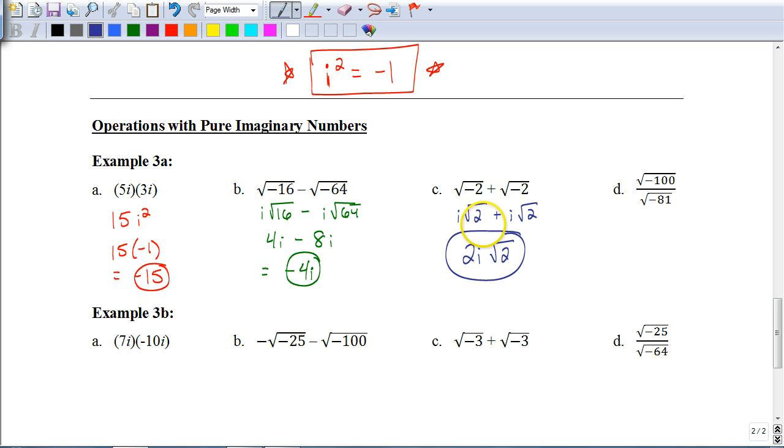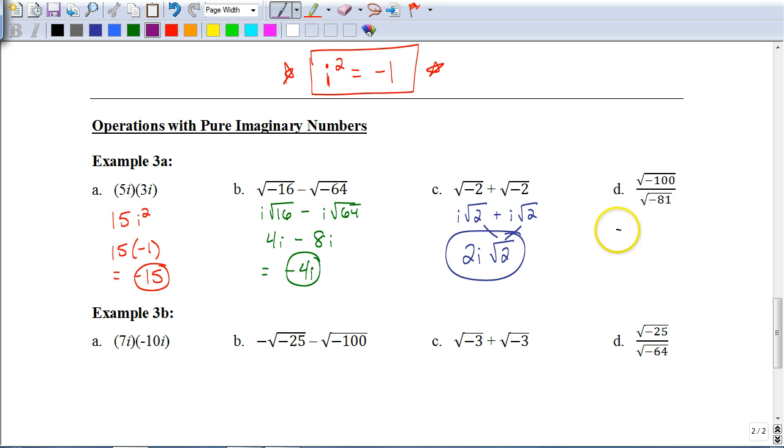So essentially, since these are the same roots, we're just adding the two pieces outside the radical. We add the two parts outside the radical. Well, i plus i is 2i, and what's under the radical stays the same. So 2i times the square root of 2 would be your final answer. Okay, let's look at the last one.